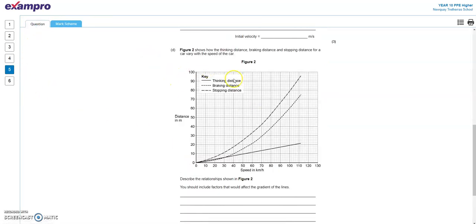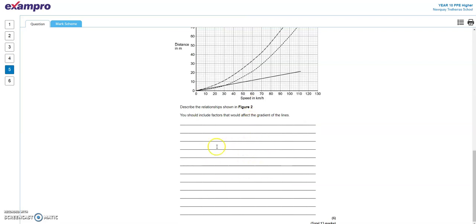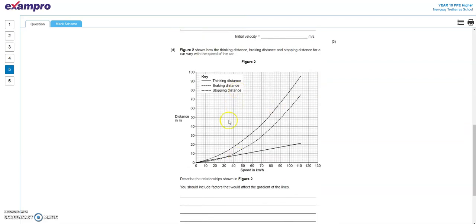So it's quite a tricky question on the front, where it looks a little bit confusing, but there's lots of information that you should know that will get you marks. Lots of information, and you can get marks just from describing the graph.